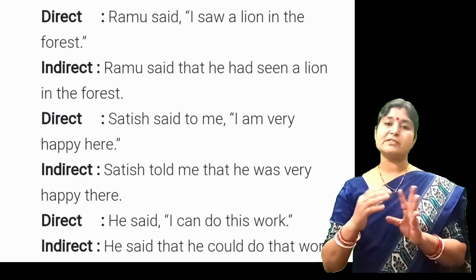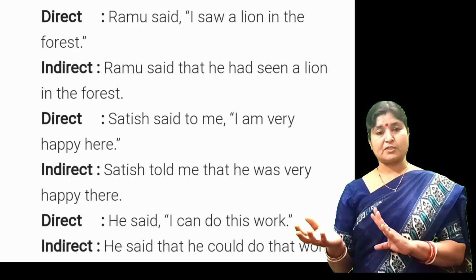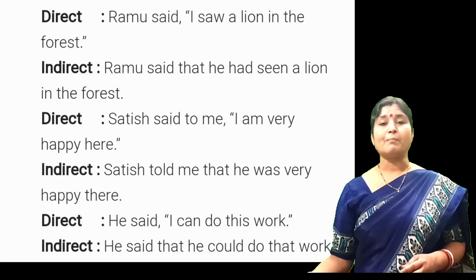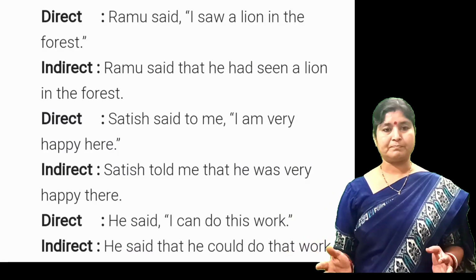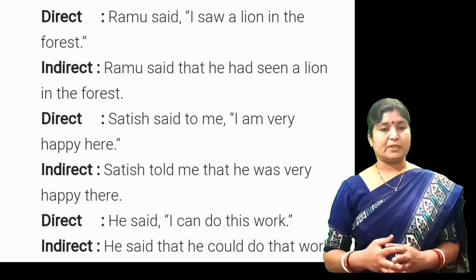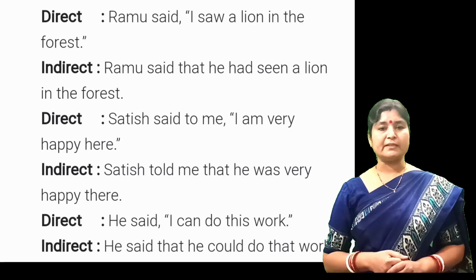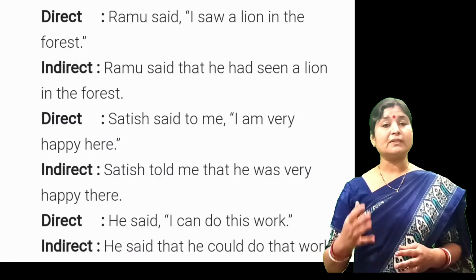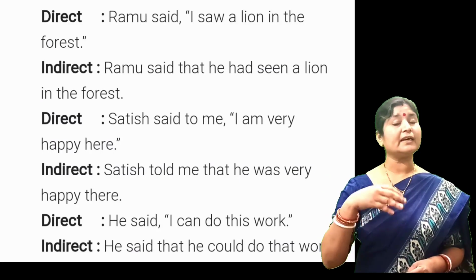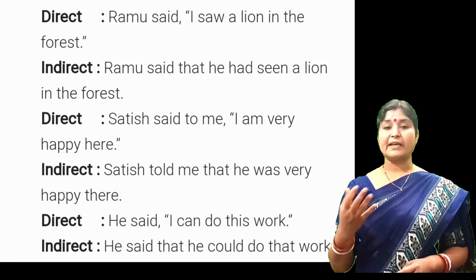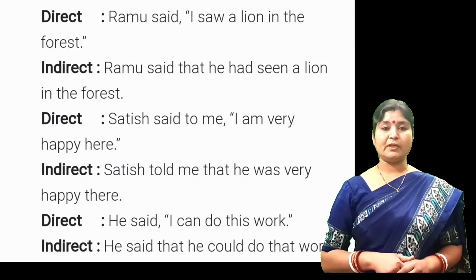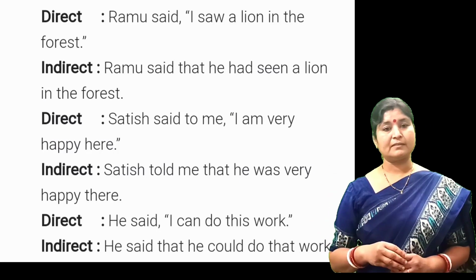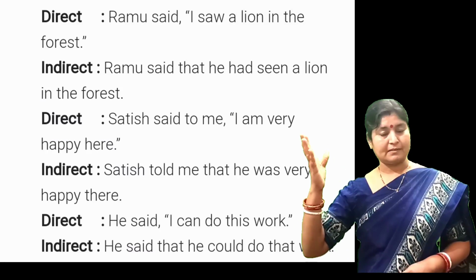Like simple present to simple past, present continuous to past continuous, present perfect to past perfect. If it is simple past, then we will change it into past perfect. Already we have discussed this. Let us take some examples. First one, Ramu said, I saw a lion in the forest. So Ramu told that he had seen a lion in the forest. Second one, Satish said to me, I am very happy here. Satish told that he was very happy there.